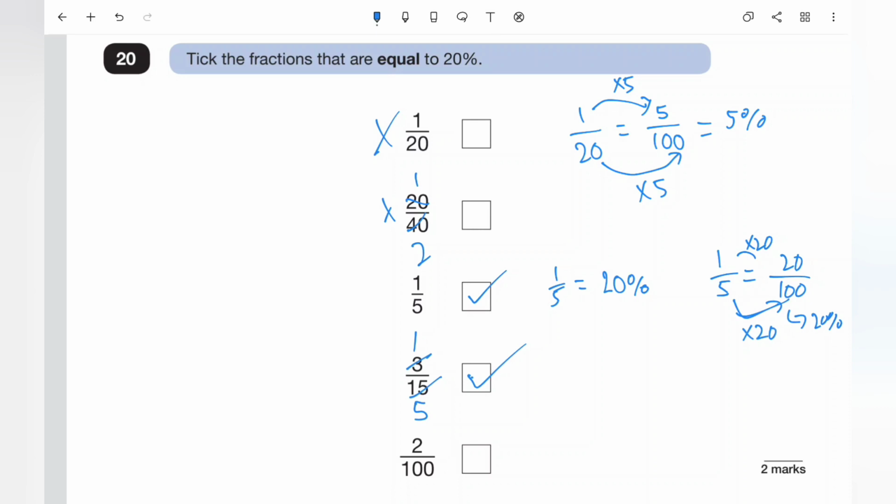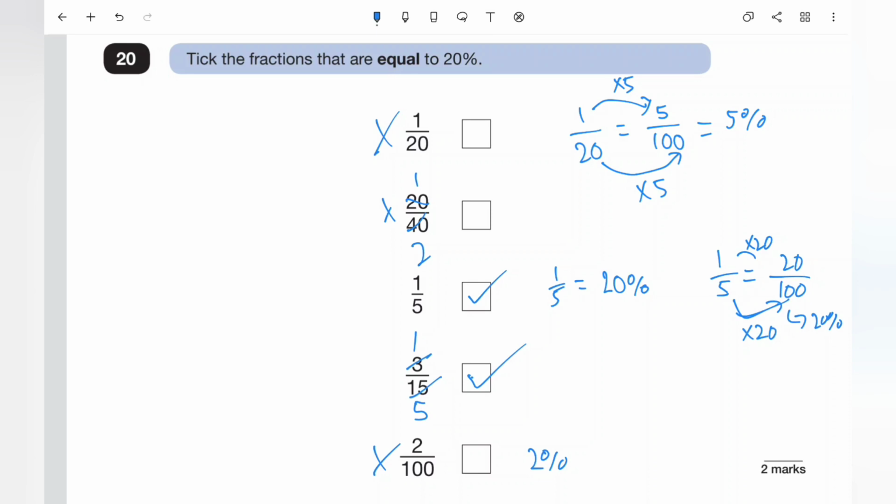And the last question is 2 over 100. So we need to ask ourselves, is 2 over 100 equal to 20%? And remember, you can simplify it, or alternatively, when you look at it, you can already tell in terms of the percentage what it's worth. So we know 2 over 100 is automatically 2%, and therefore that is incorrect. Okay, so we know that isn't equal to 20%. So 2 over 100 cannot be the correct answer.